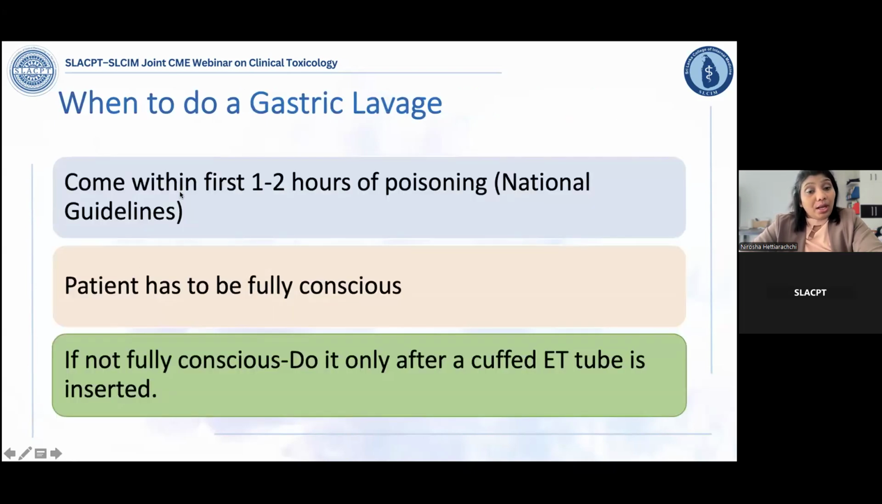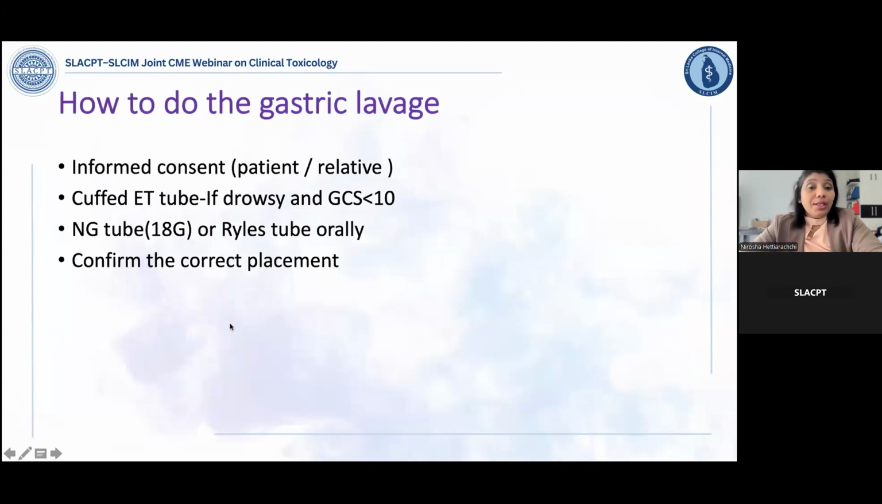And if the patient comes within the first 1 to 2 hours, as per the guidelines, you can do the gastric lavage carefully when the patient is fully conscious. If the patient is not conscious, then you have to intubate the patient, and only after a cuffed ET tube is inserted do you perform the gastric lavage. If the GCS is less than 10, it's better to put the ET tube to prevent aspiration. And when you're doing the gastric lavage, make sure you take the informed consent. A cuffed ET tube usually is necessary.